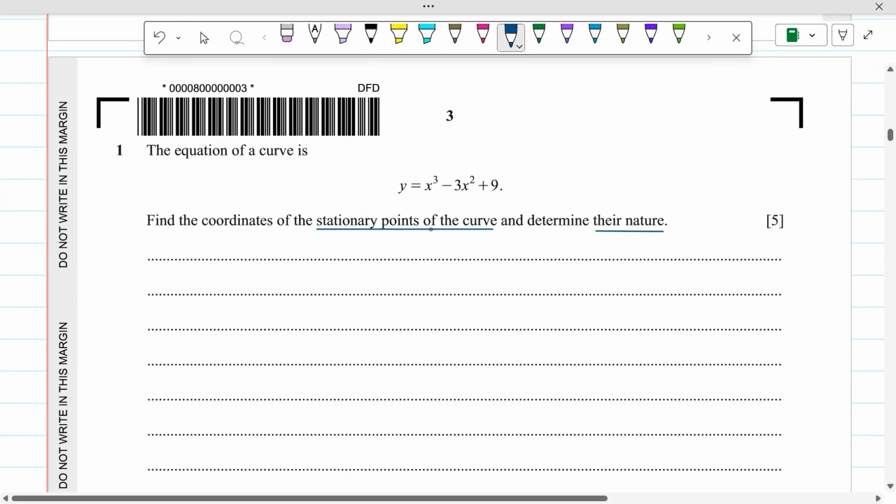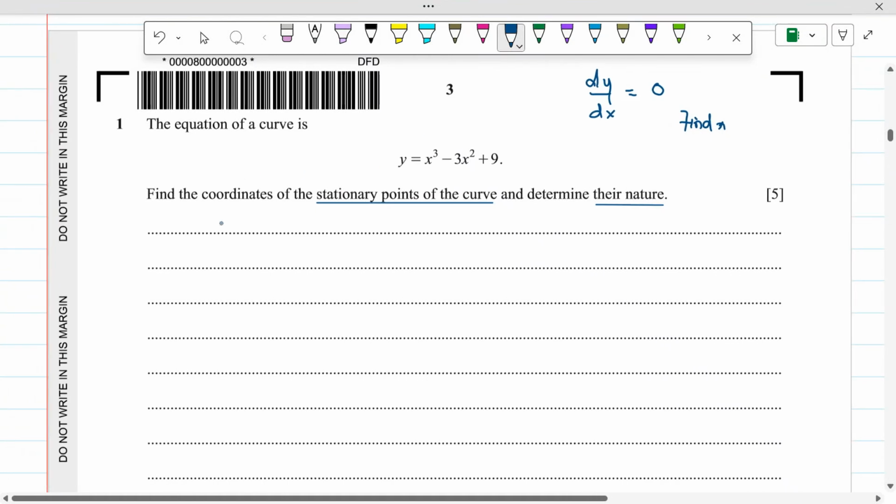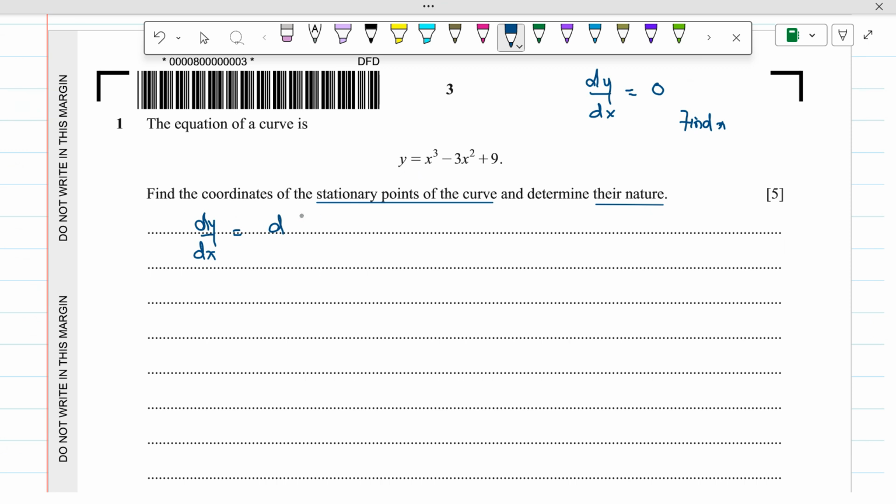To find the stationary point, we need dy over dx, and we need to equate it with 0, and using this equation we can find the x coordinate of the stationary point. So first we find dy over dx. dy over dx is the derivative of y, which is x cubed minus 3x squared plus 9, with respect to x.